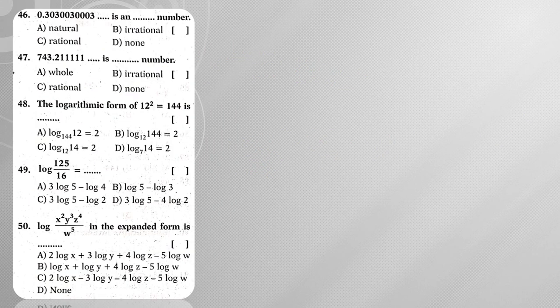Next, moving on to question number 46. 0.30, 300, 3000. Here there is no particular pattern, and after this we have dots. That means it is a non-terminating non-recurring decimal. Non-terminating non-recurring decimal means it is an irrational number. Next, 743.21111 and so on. That means it is in the form of 743.2 with a bar on 1. That means it is a non-terminating repeating decimal, hence it is a rational number. Option C will be my answer.